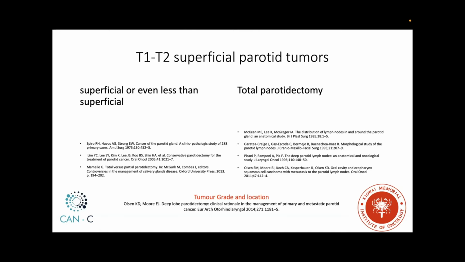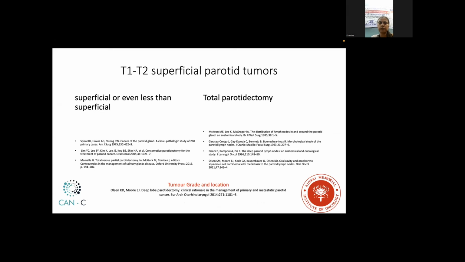Not just the size or the T stage of the tumor, the grade and location also affect our decision. So it is almost preferable to do a total parotidectomy in malignant cases. However, in a benign case, we can get away with just a limited parotidectomy, or adequate, or a less than superficial parotidectomy. In cases like pleomorphic adenoma, just an adequate parotidectomy with a cuff of normal parotid tissue is more than enough.